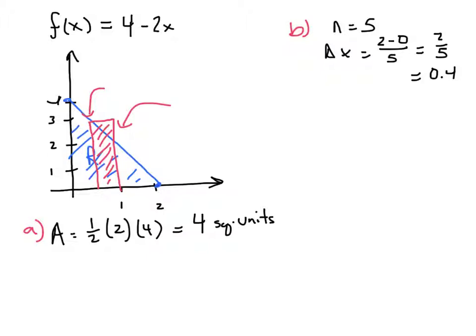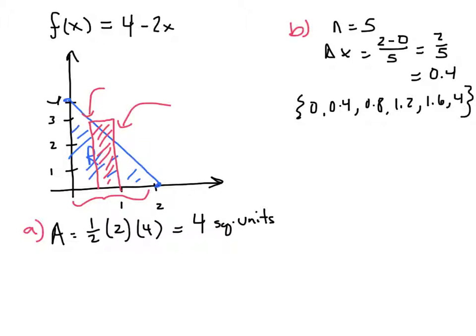That means that the subintervals down here on the x-axis are going to be bounded as follows. The first interval will go from 0 to 0.4. The next one will go from 0.4 to 0.8. The next one will go from 0.8 to 1.2. The next one will go from 1.2 to 1.6, and the last one goes from 1.6 to 2.